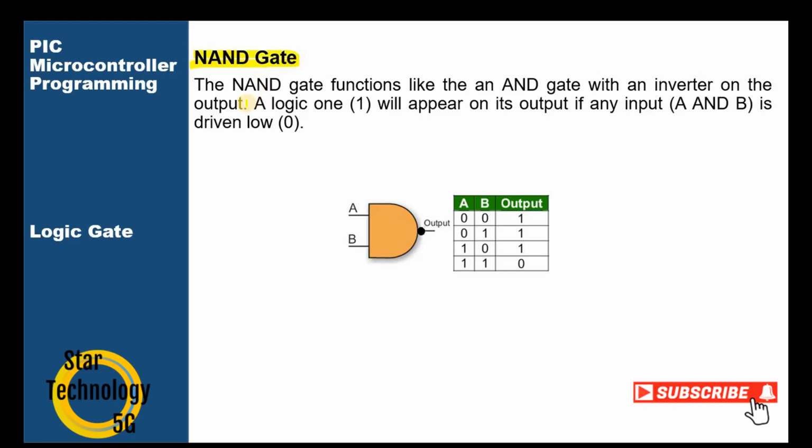NAND gate. The NAND gate functions like an AND gate with an inverter on the output. A logic 1 will appear on its output if any input A or B is driven low. Here is the symbol of the NAND gate. That is the same as the AND gate, but there is an inverter at its output. You can see here is the inverter, and this inverter inverts the output. If both inputs are 0, the output is 1. If both inputs are 1, output is 0. If the inputs are 1 and 0, or 0 and 1, the output is 1.